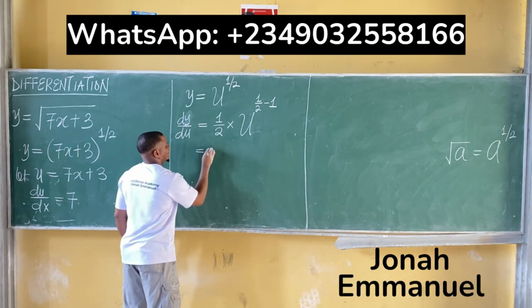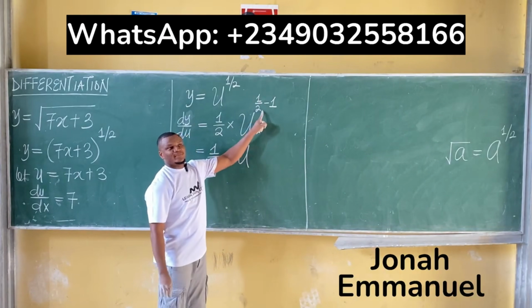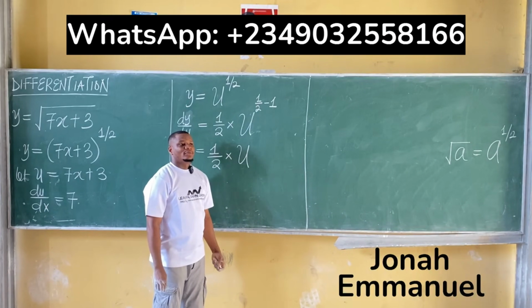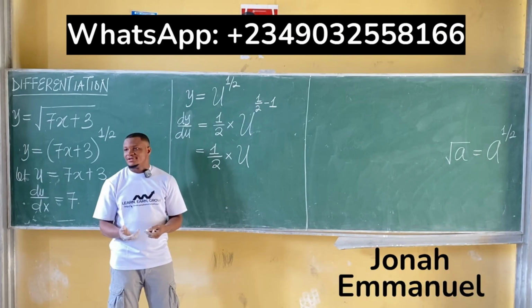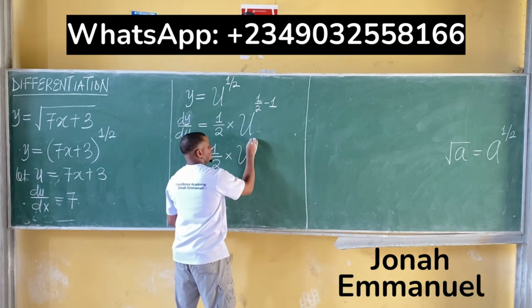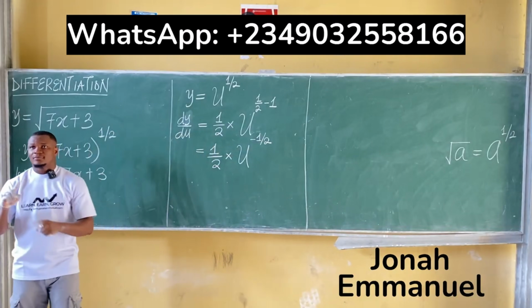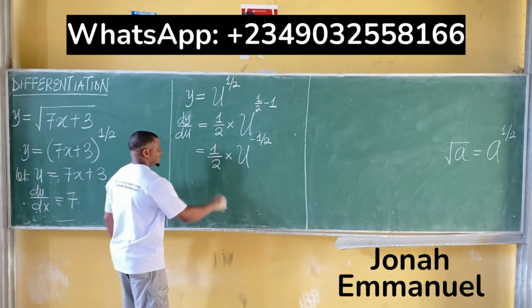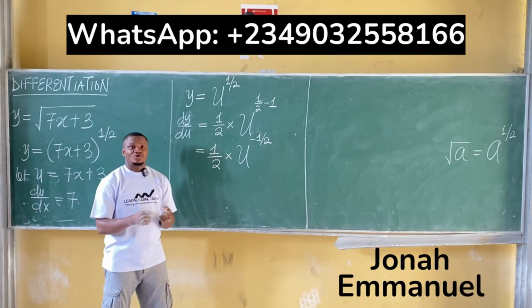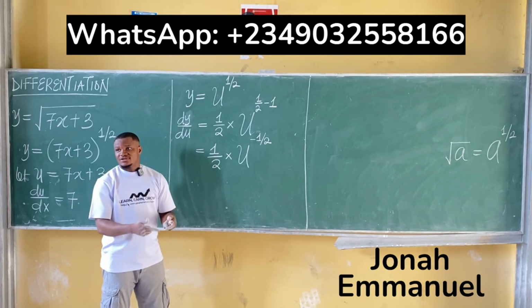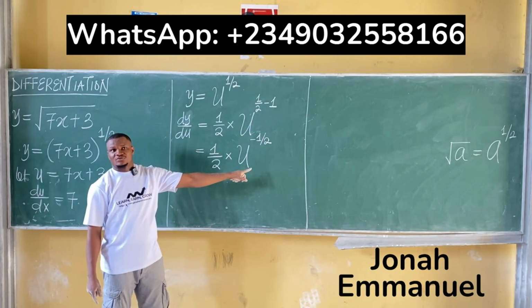Work on this. This is equal to what there? 1 over 2 times u to the power 1 over 2 minus 1. What do you get there? Please, 1 over 2 minus 1 is minus 1 over 2. Should we start doing fractions? Please, this will give you minus 1 over 2. So you have this. Let's simplify this. If you're not sure of this, carry your Casio, the real Casio. Punch 1 over 2 minus 1. You have minus 0.5 or minus 1 over 2.